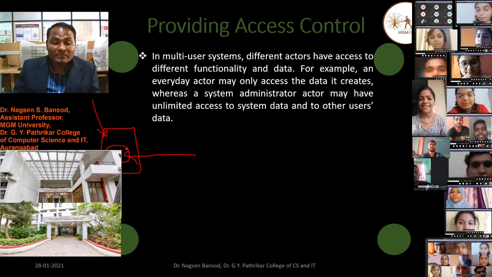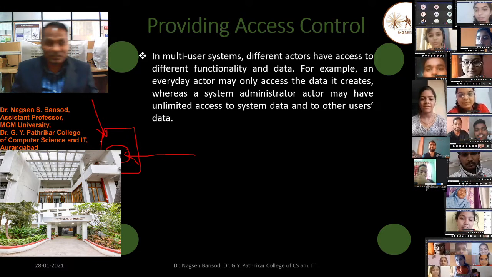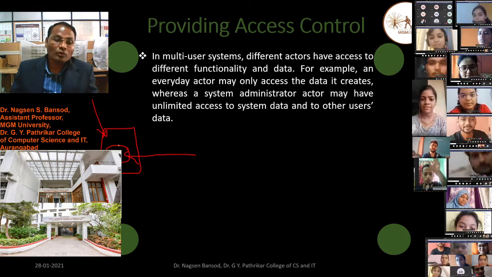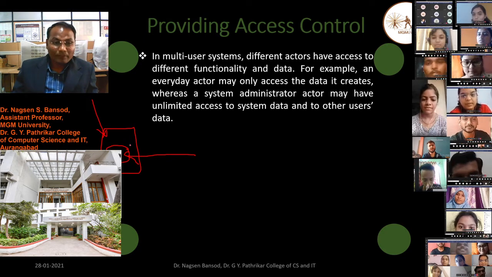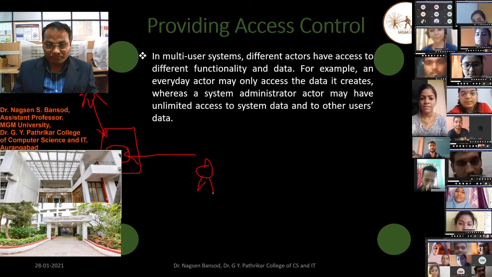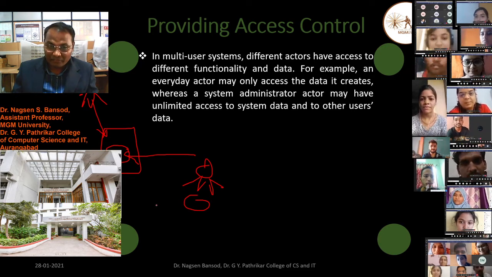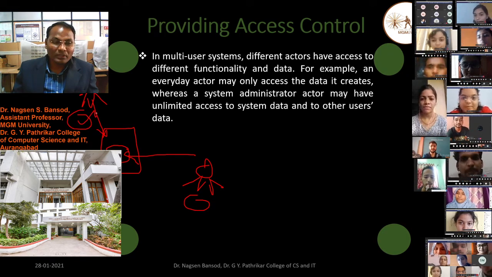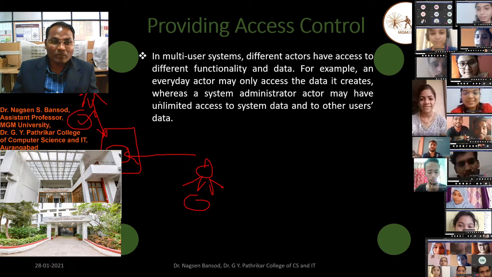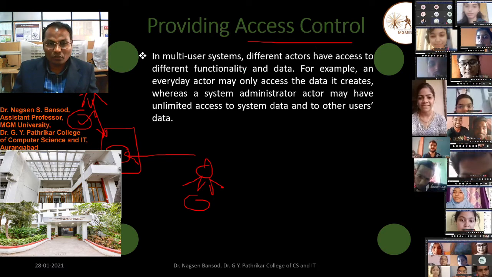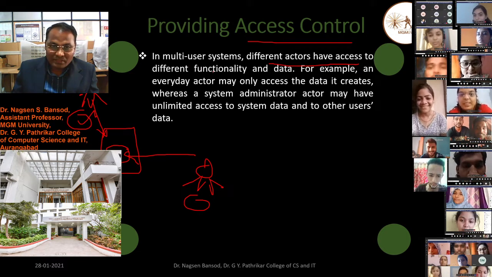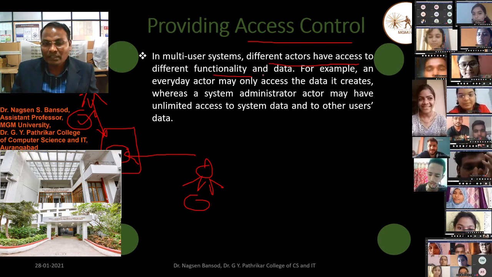because there is different access to the same machine. We are also users of that machine, and the bank manager is also a user of that machine, but the functions of these two actors are different. The bank manager has different options, and we as withdrawers have different options. So there are some controls for accessing this. In a multiple user system, different actors have different access according to the functionality and data.